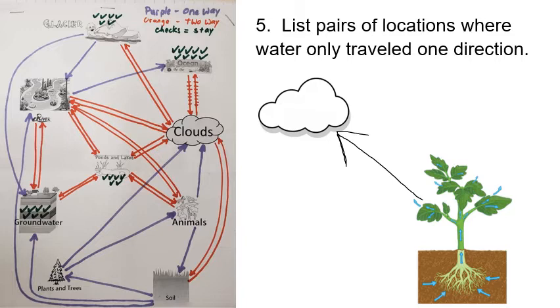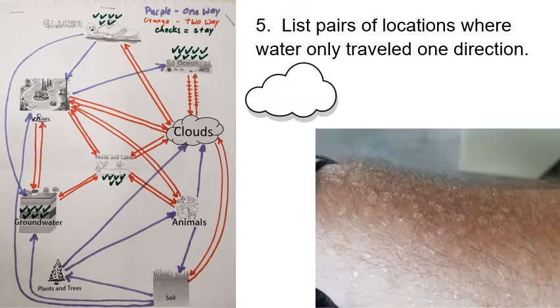But on the other hand, water from a cloud cannot go straight into a plant. Sure, it can rain on a plant, but that's not how a plant gets water. That's not how it takes water into it. Water has to fall into the soil first because that's where the plant's roots are, and that's how a plant takes in water. So this would be an example of a one directional relationship where water can only go from plants to clouds and not the other way around.